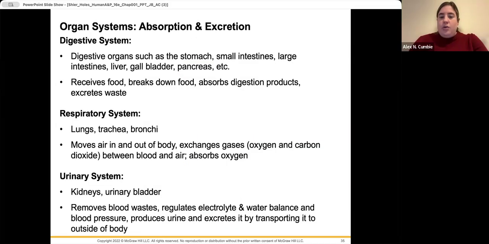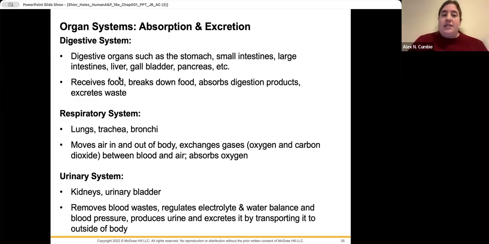For some of our other organ systems, as we near the end here, we have organ systems that are useful for absorption, so we're absorbing nutrients, or excretion, where we are getting rid of waste by excreting. This includes the digestive system, respiratory system, and your urinary system.